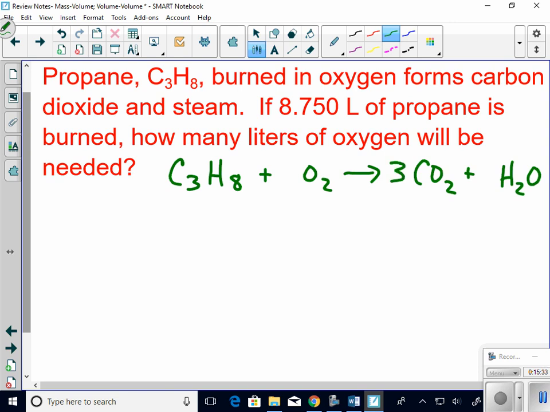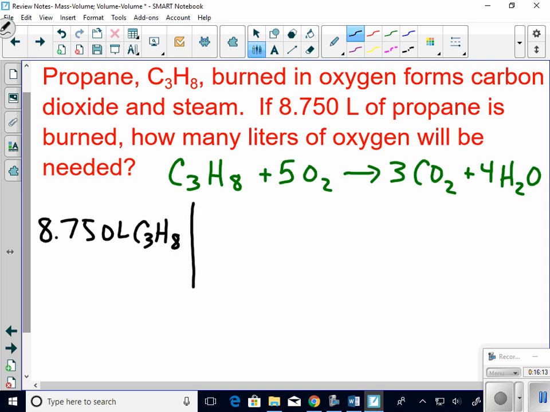Put a 3 there to balance out my carbons. That means that I need to put a 4 here to balance out my hydrogens. Doing so gives me 6 and 4 is 10 oxygens, so I put a 5 there to balance out my oxygens. I now have a balanced chemical equation. I have 8.750 liters of propane. Mental note, I have 4 sig figs.